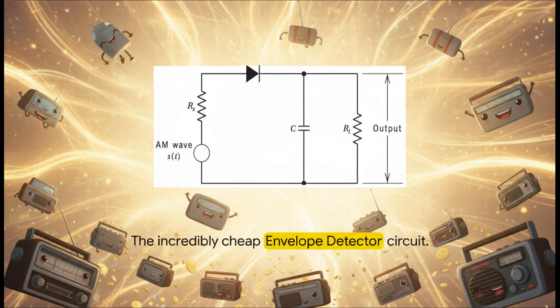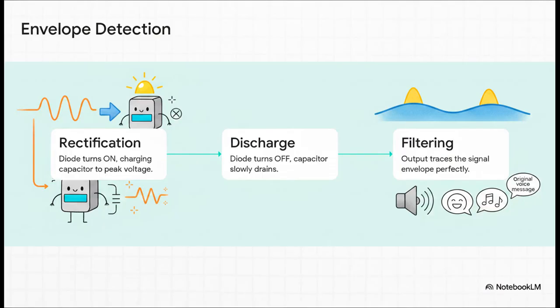But the true genius of AM engineering isn't really in the transmitter. It's in the receiver. Check out the envelope detector. It consists of a diode, a capacitor, and a resistor. That is literally it. This circuit costs practically pennies to manufacture, and it is the sole reason why millions upon millions of cheap car radios and transistor radios exist all over the world today. Let's dive into how this cheap little circuit performs absolute miracles in 3 simple steps.